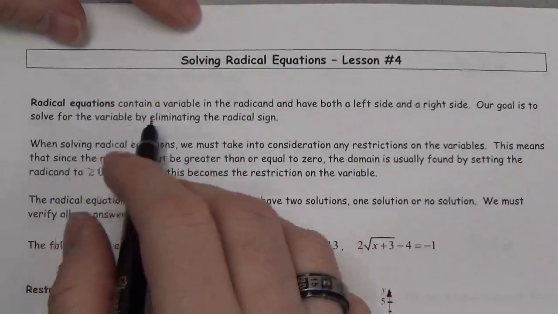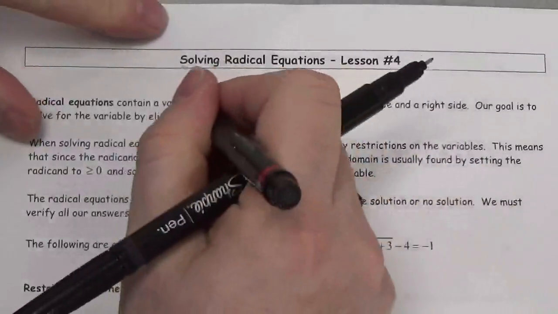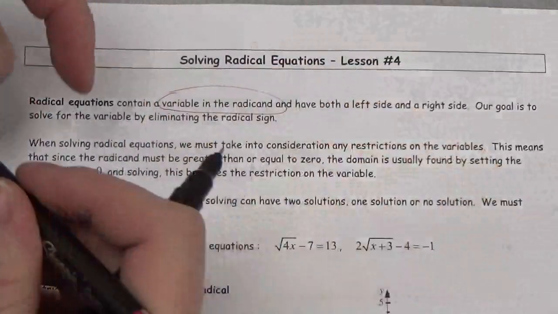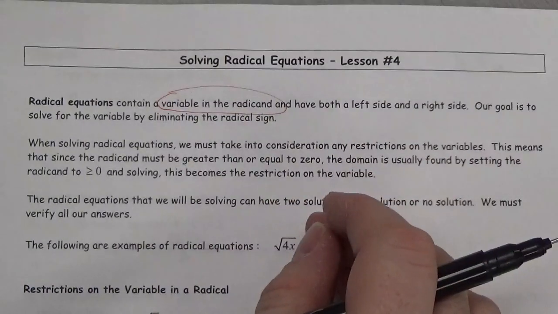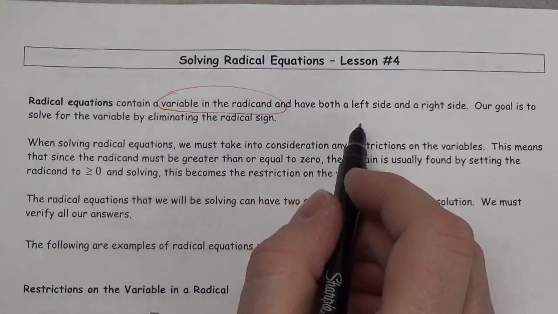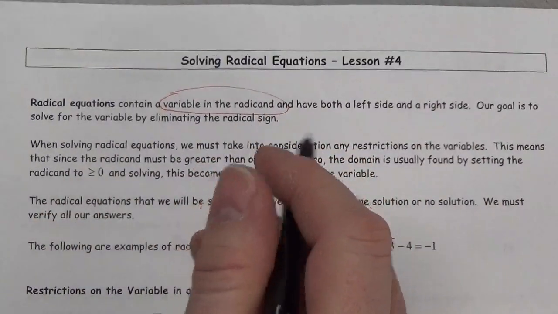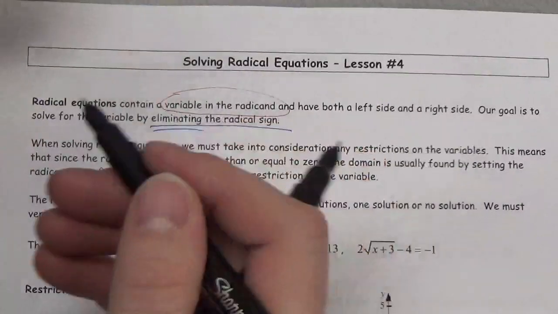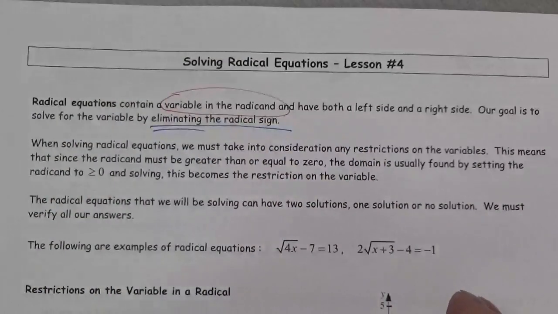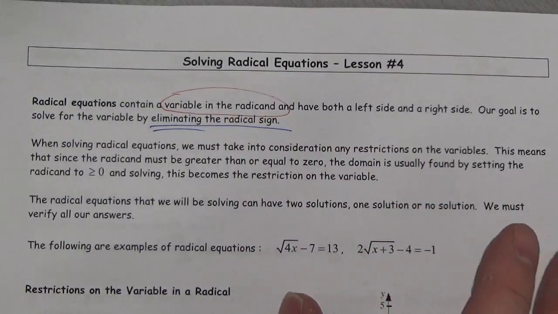Okay, so a radical equation is one where the variable is in the radicand. That's how you can identify it. As long as it's underneath the radical symbol, that's a radical equation. They can have it on both the left side and right side of the equal sign. Your goal is to solve for the variable, and you do that by eliminating the radical sign. That is the key to solving a radical equation, eliminating the radical sign. And we'll talk about how you do that just a bit here.